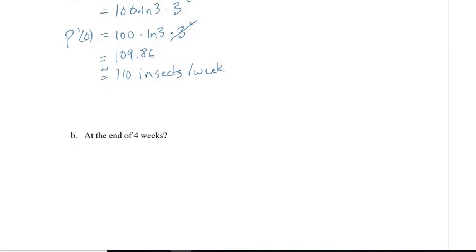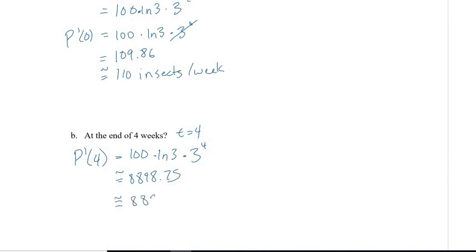At the end of 4 weeks, we're just going to find the derivative at t equals 4. So that's going to be 100 times natural log of 3 times 3 to the 4. So that'll be, punch in your calculator and you get something like 8898.75. Let's round that up to 8,899 insects per week.